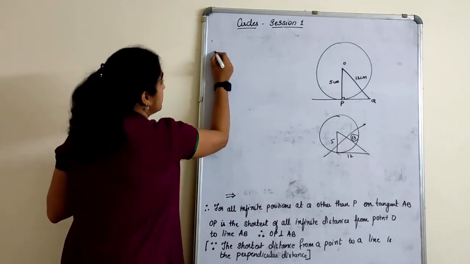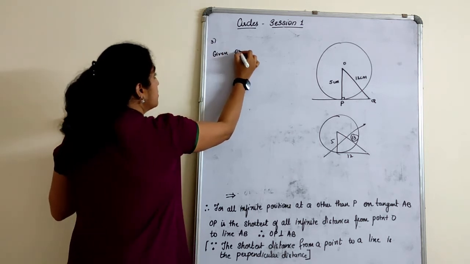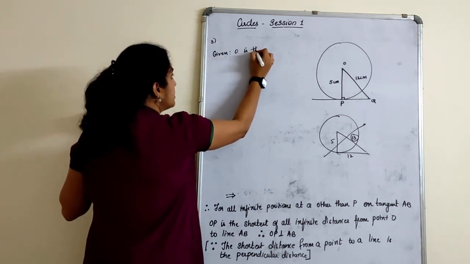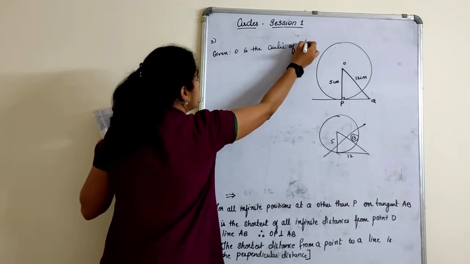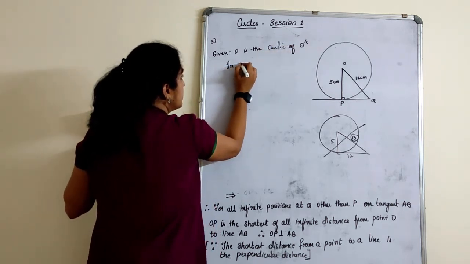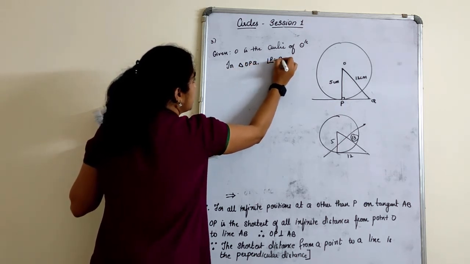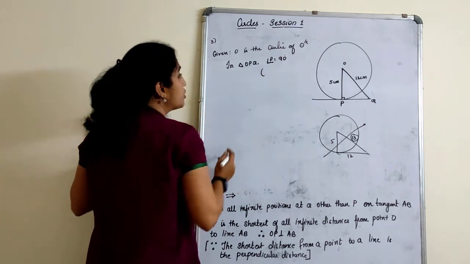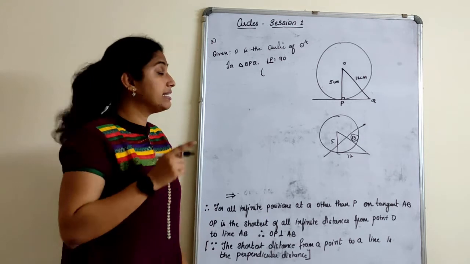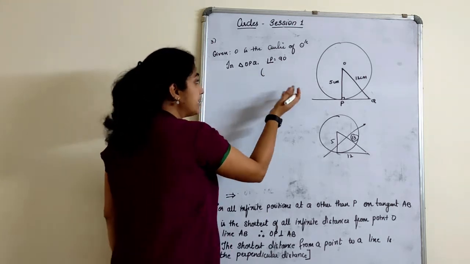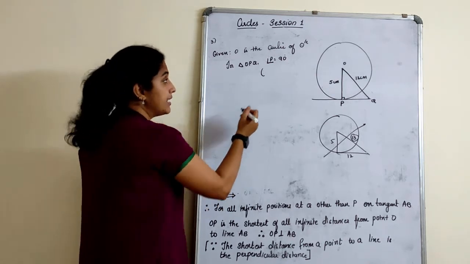So, given, what question is it? Third. O is the center of the circle. That's enough if you write. Then, in triangle OPQ, angle P is equal to 90 degrees. Here what should be the reason? Tangent at a point of contact of radius is 90. Always you have to write this. Now here it is an MCQ, nobody will ask you. Tomorrow for 2 marks or something when you are writing, write that.